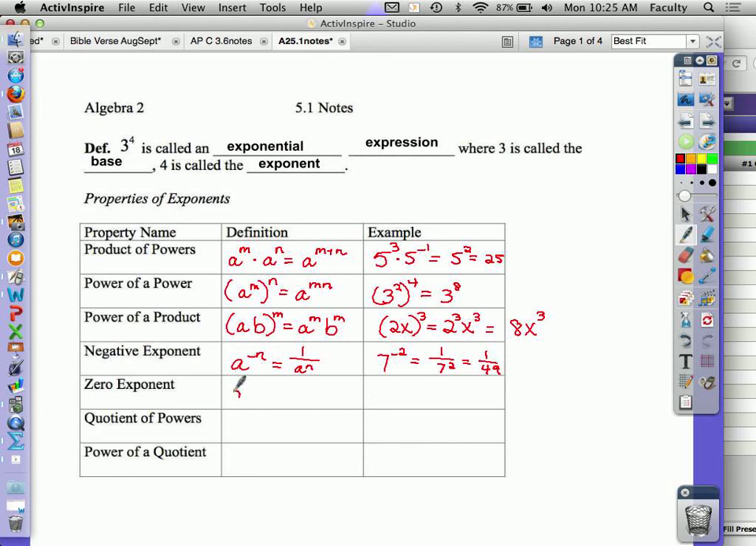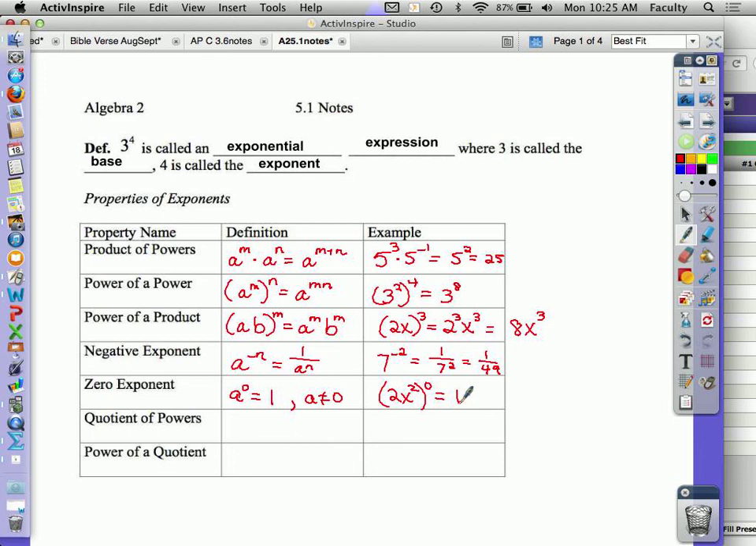The zero exponent property says a to the 0 power is 1. Now that's not true if a is 0, okay? If I have 0 to the 0, that's undefined. So if I have 2x squared to the 0, it doesn't matter what's in there, that's still 1.